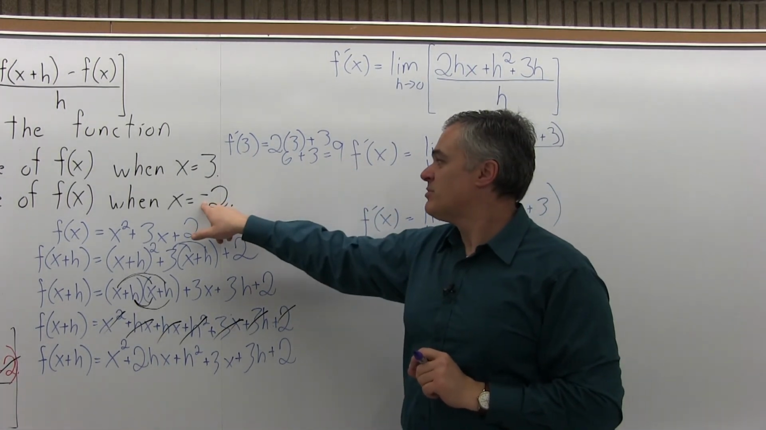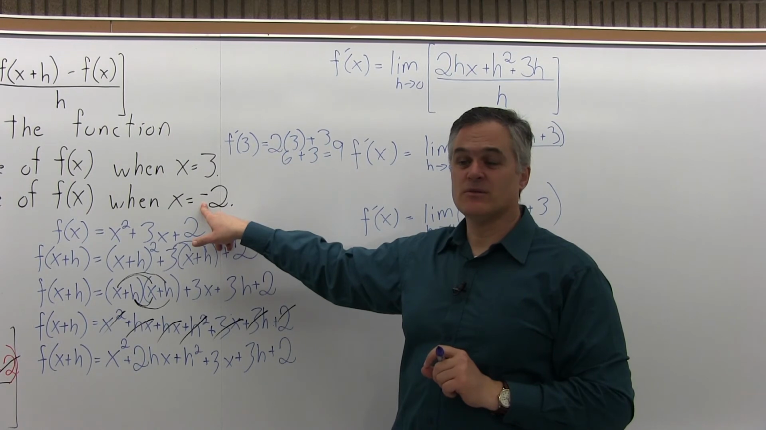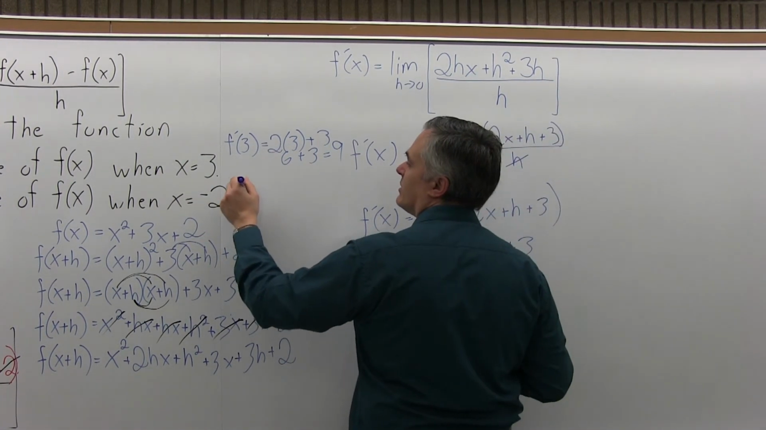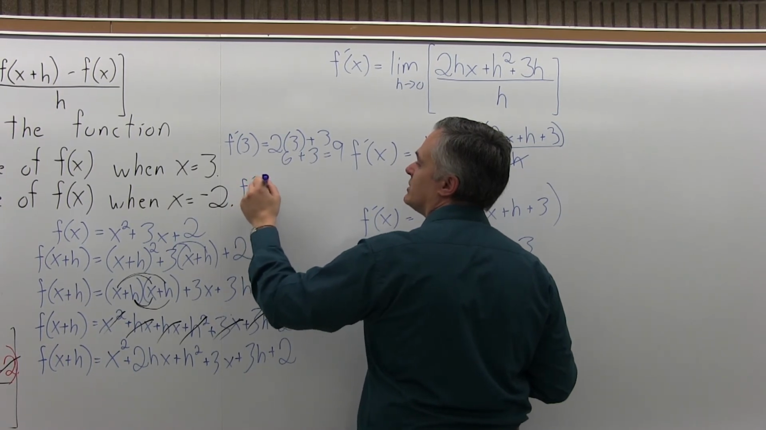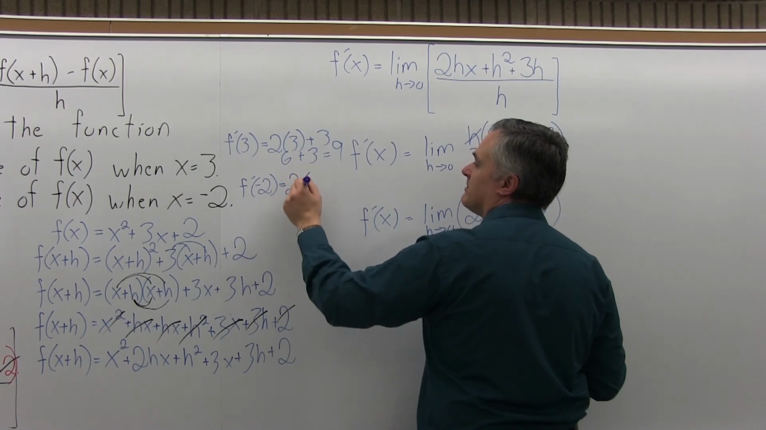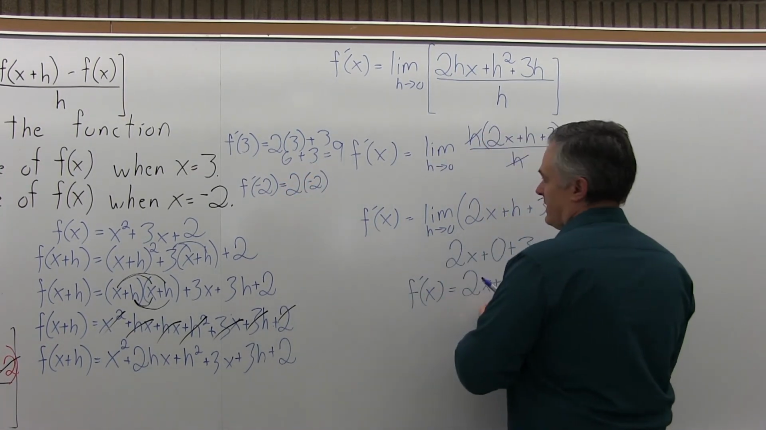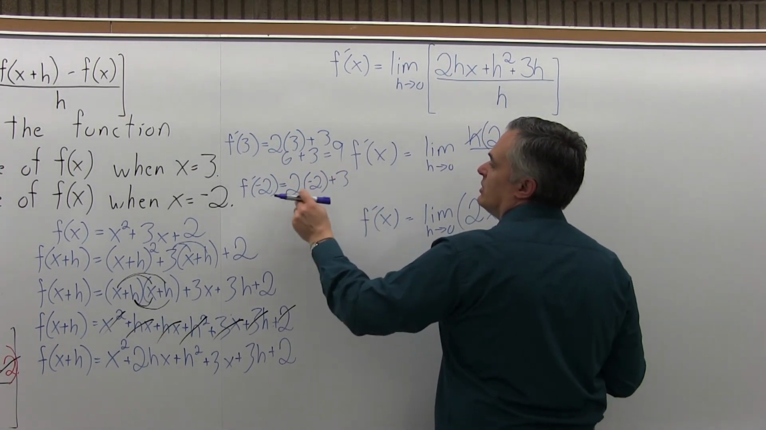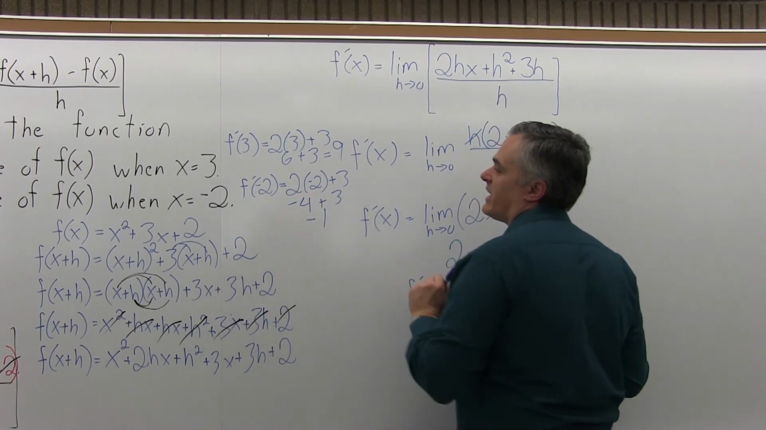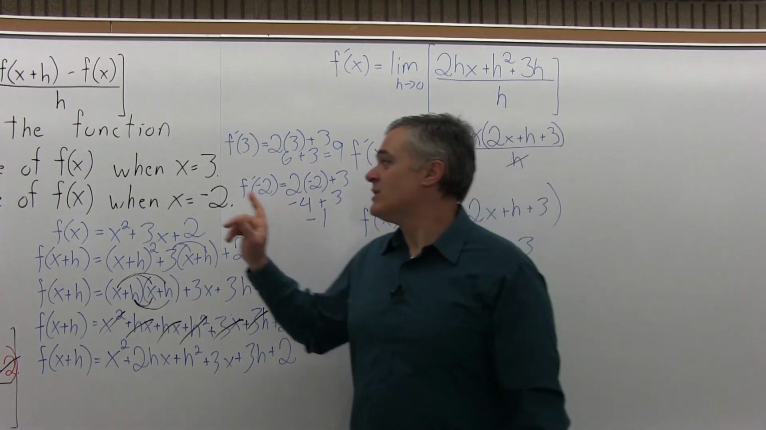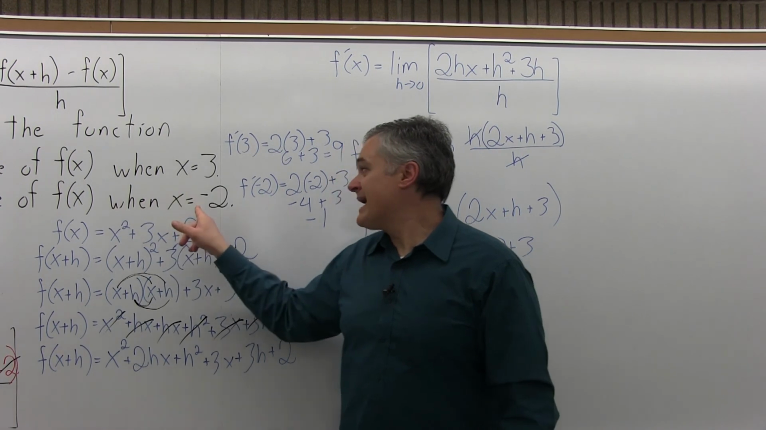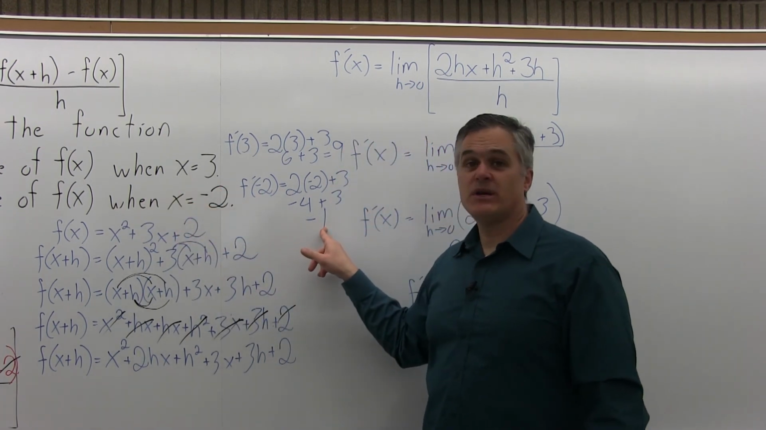And then how about the slope of the function when x is minus 2? So same process. Take my f prime of x and put in a minus 2. So f prime of minus 2 equals 2 times minus 2, and then you have a plus 3 on the end. 2 times minus 2 is negative 4. So negative 4 plus 3 is minus 1. So for the function that we've done, x squared plus 3x plus 2, when x is minus 2, the slope at that point is negative 1.